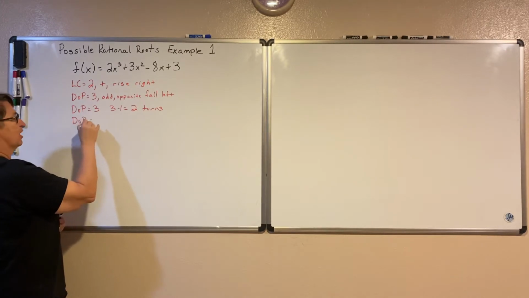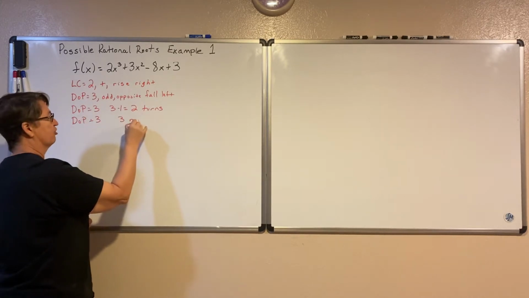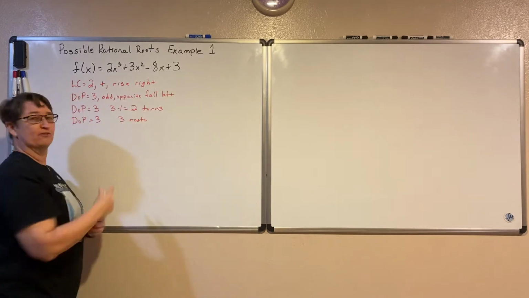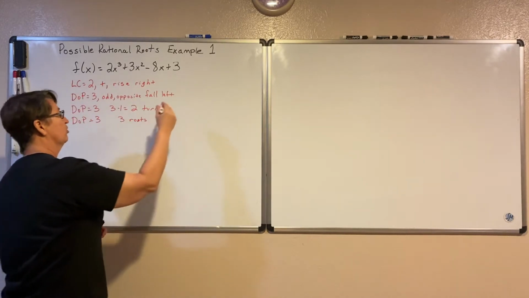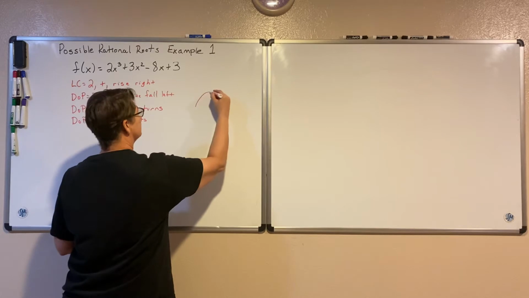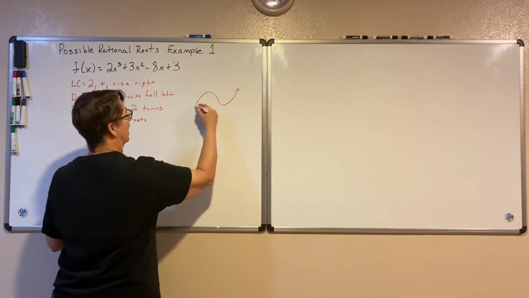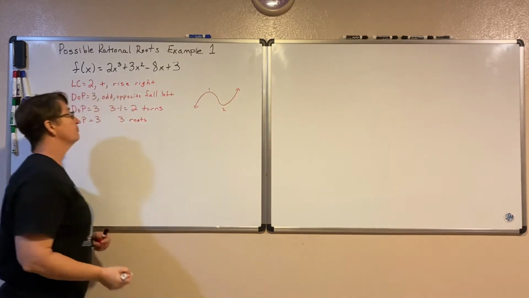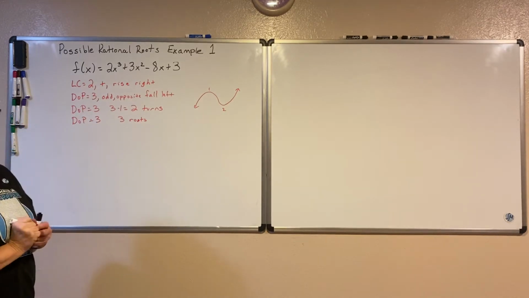And that degree of the polynomial also tells us there are 3 roots. So we get a lot of information just by looking at the polynomial. We know that it's going to look something like this: rise on the right, fall on the left with 2 turns. Then we're going to look for the y-intercept.